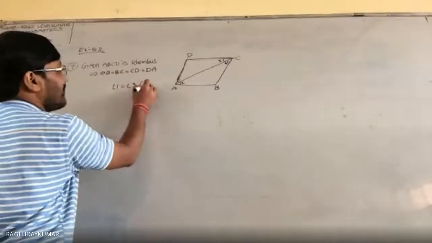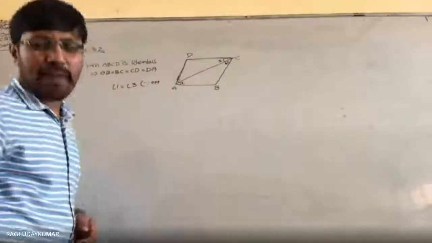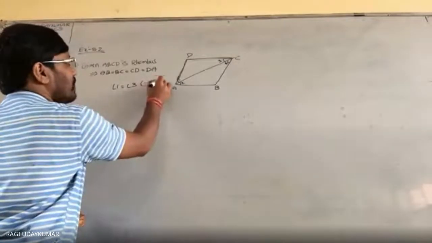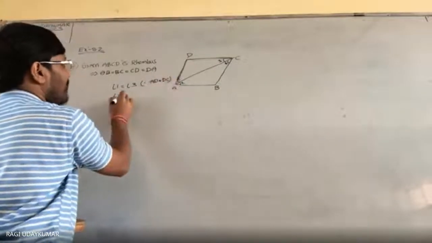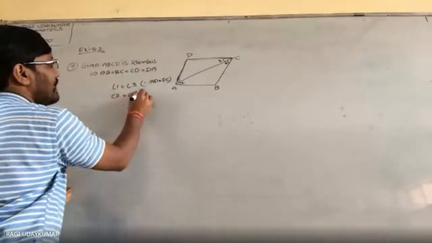Sir, from we take, one and two, two equations will be given. From one and two, see here, angle 1 is equal to angle 3 because angles opposite to equal sides are equal. AD is equal to DC. Angle 2 is equal to angle 3, alternate angles.